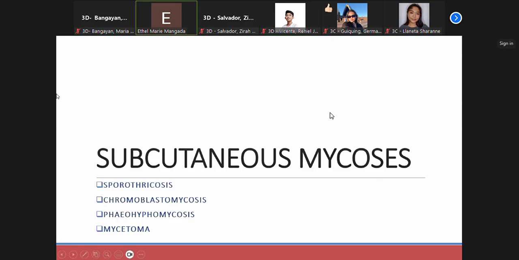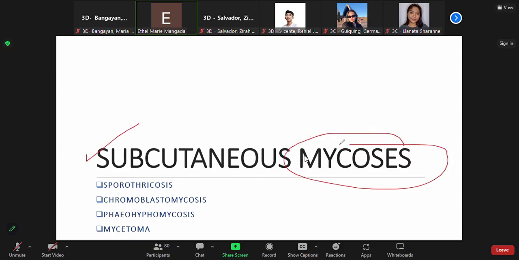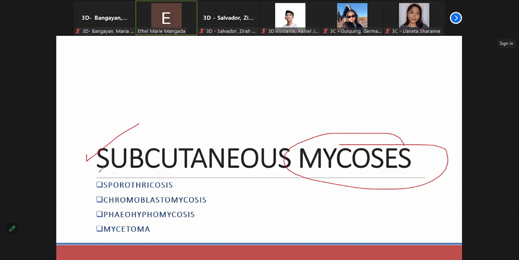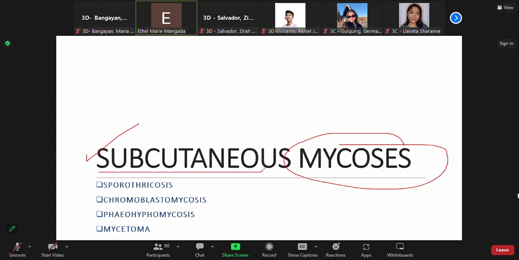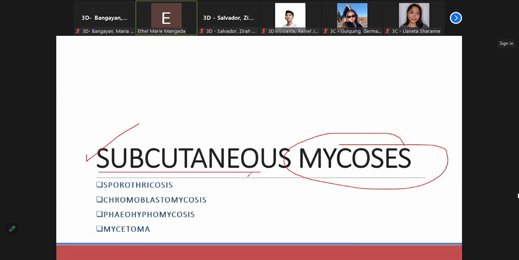Okay. So guys, this will be the last topic for today. We have your subcutaneous mycosis. Obviously, these are fungal infections causing lesions in our subcutaneous tissue. Under this classification, we have four types of mycosis.